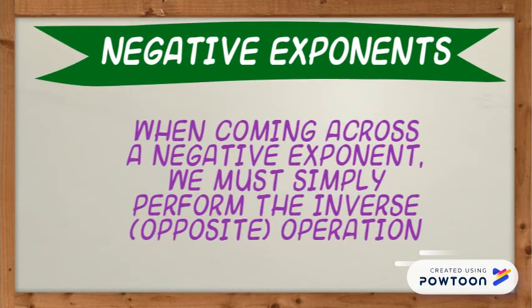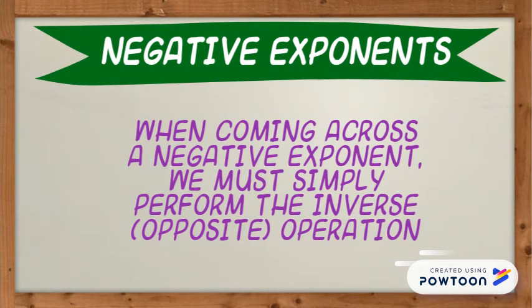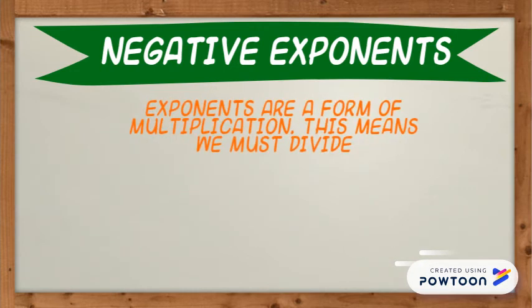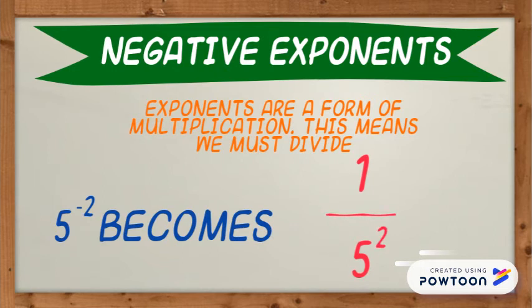Negative exponents. When coming across a negative exponent, we simply perform the opposite operation in order to change the sign into a positive. Since exponents are a form of multiplication, we divide. 5 to the power of negative 2 becomes 1 over 5 squared. In other words, we found the reciprocal of the base.